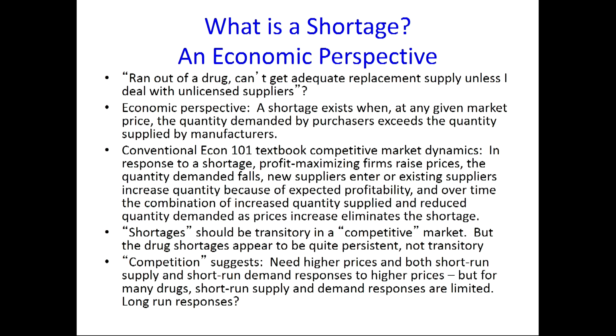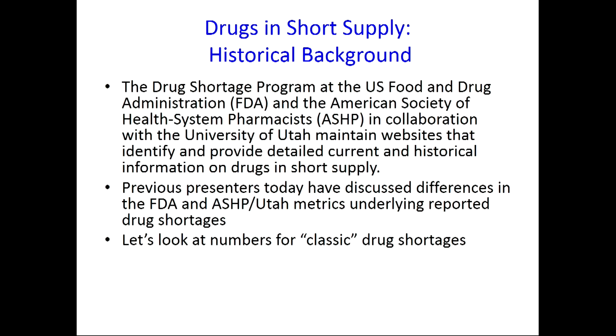The problem is, we've observed, as the previous speakers have noticed, that we've had shortages that have been very, very persistent. So there needs to be some barrier to these shortages being resolved, making them more persistent. As Dr. Throckmorton stated, there are 2 sort of metrics of drug shortages.